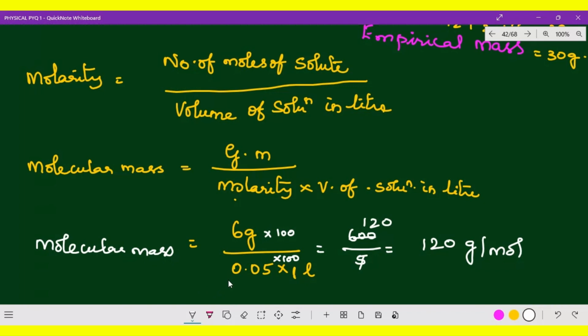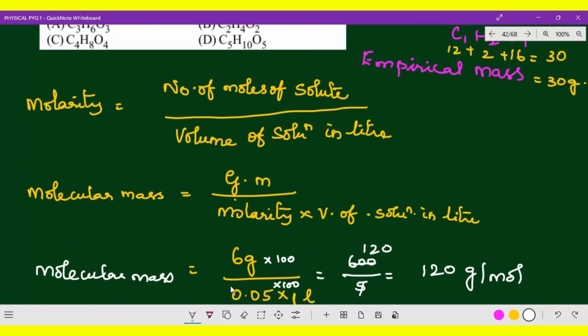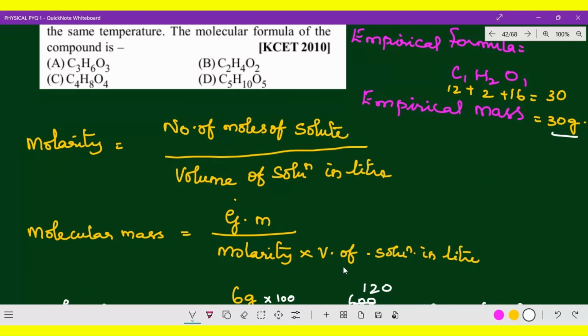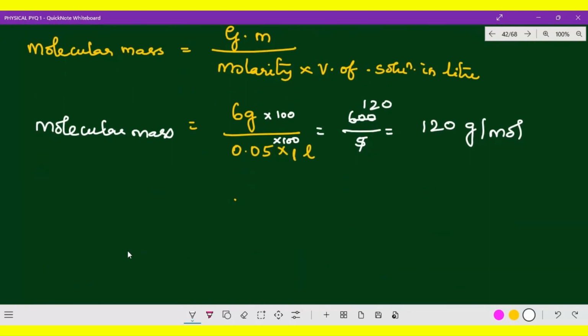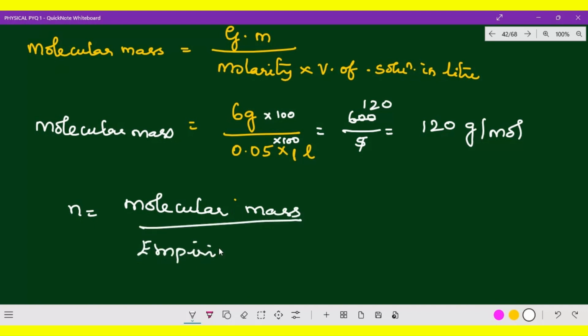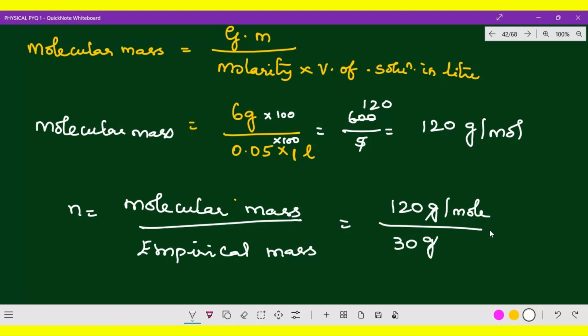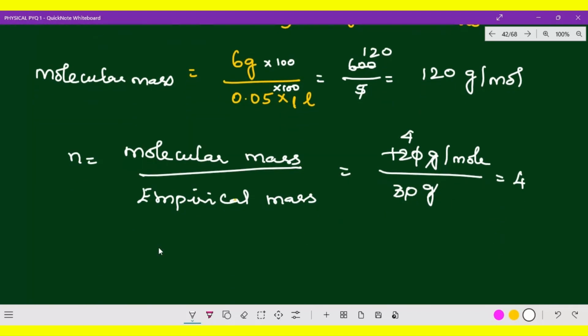So molecular mass we found, that is 120, and the empirical mass also we found, that is 30. Now let us find out n equal to molecular mass divided by empirical mass. So molecular mass 120 gram per mole, empirical it is 30 gram, right? Now here what it is remaining, 3 ones are 3, 3 fours are 12, so 4. So now we have to identify the molecular formula.